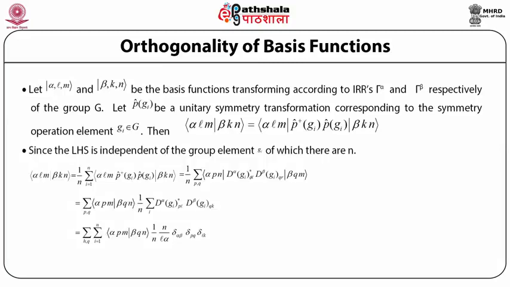Since the left hand side is independent of the group element Gi, and how many group elements are there? N. Therefore, this scalar product of alpha Lm and beta Kn can be written as 1 upon n times the sum over all elements i equal to 1 to n of the matrix element of P hat dagger, P hat between alpha Lm and beta Km, which can be written in the form shown in the slide, and which by using the orthonormal properties we can write finally as the sum over Q and L, i equal to 1 to n, of alpha Pm beta Qn, 1 upon n times n L alpha beta delta Q etc.